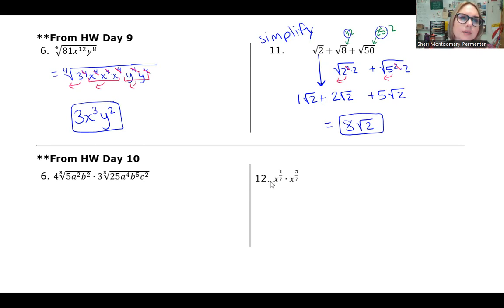12. 12 is easy, right? So to multiply, I'm going to get x, and then what do I do with these exponents? Add them. So when you add fractions, if the denominators are the same, in the answer, it will have the same denominator, and you will add the numbers in the numerator. So I have 1 and 3 makes 4. That's it. Don't miss that question.